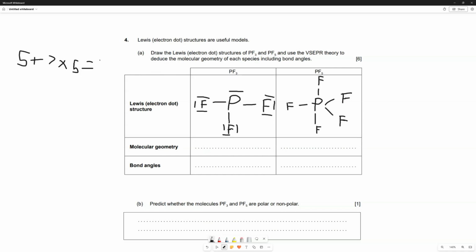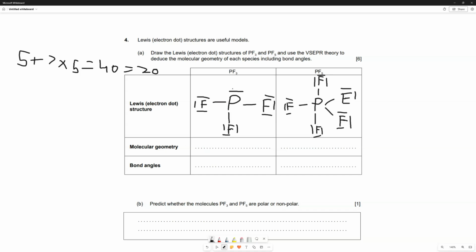So this gives us 40, which means we have 20 bonds. So let's see. 4, 8, 12, 16, and 20. So that's the first part of the question done. Then it says to find the molecular geometry of both of them.